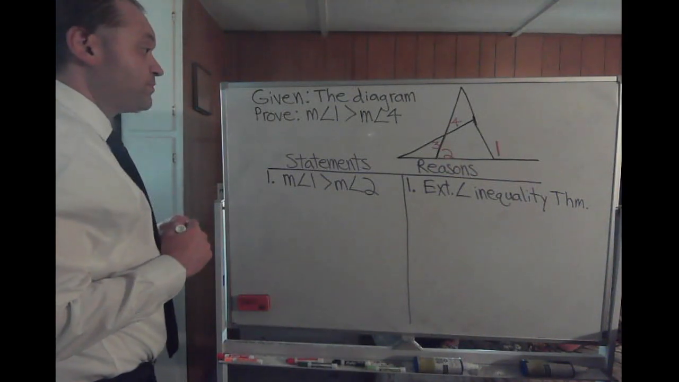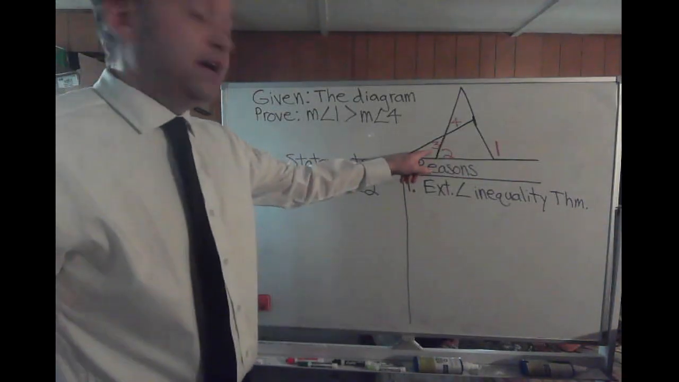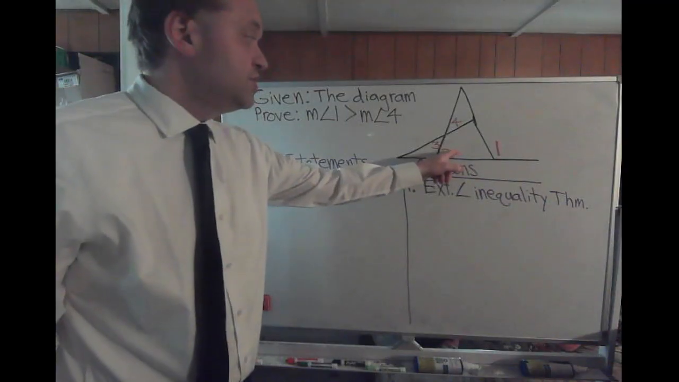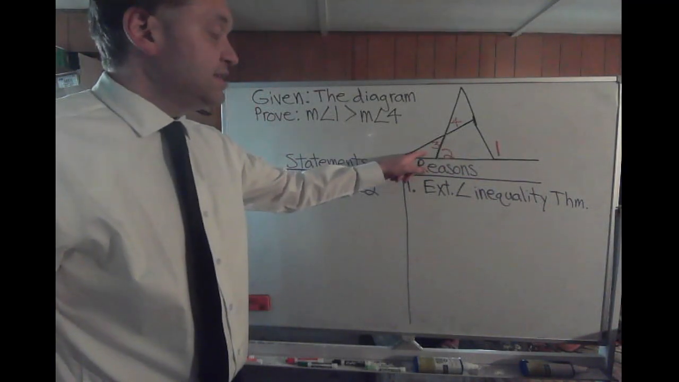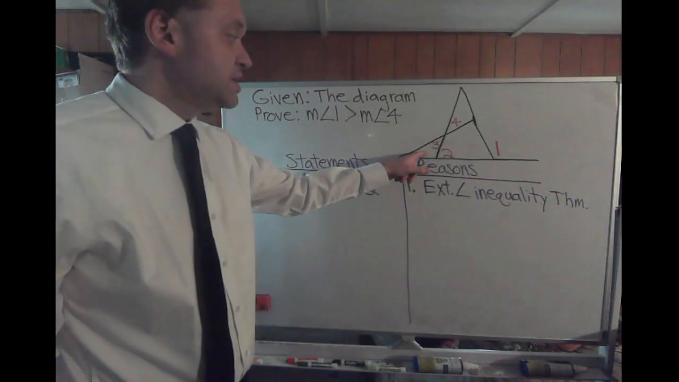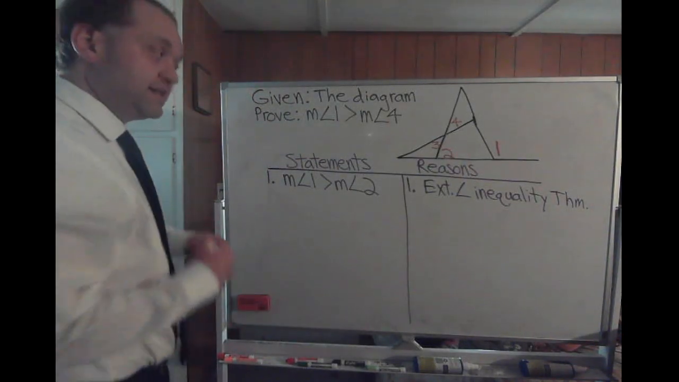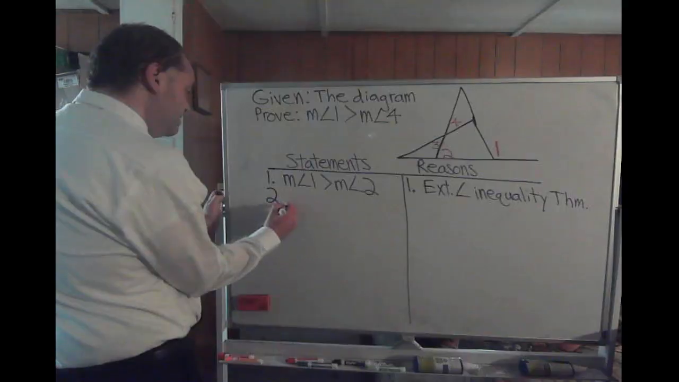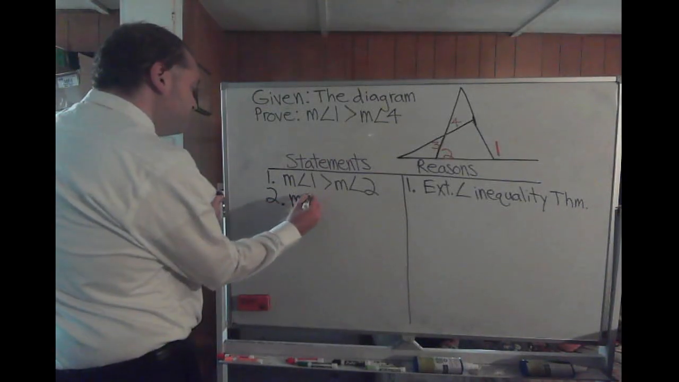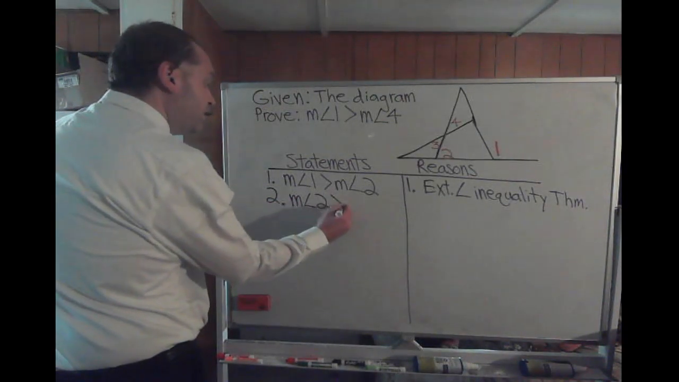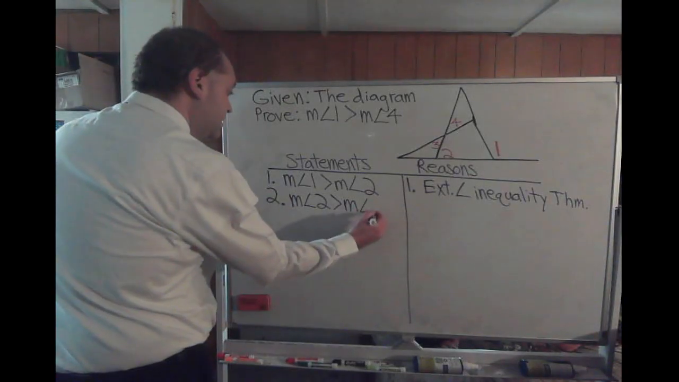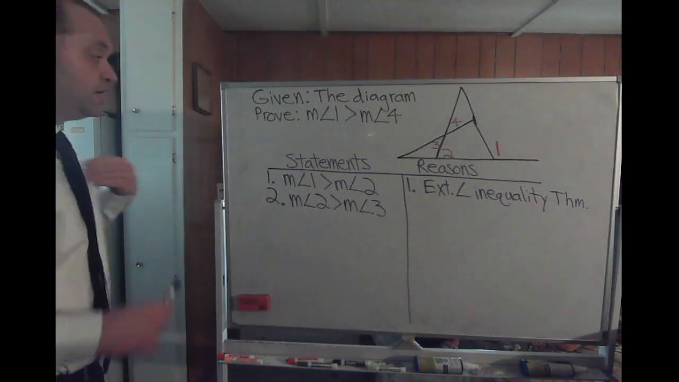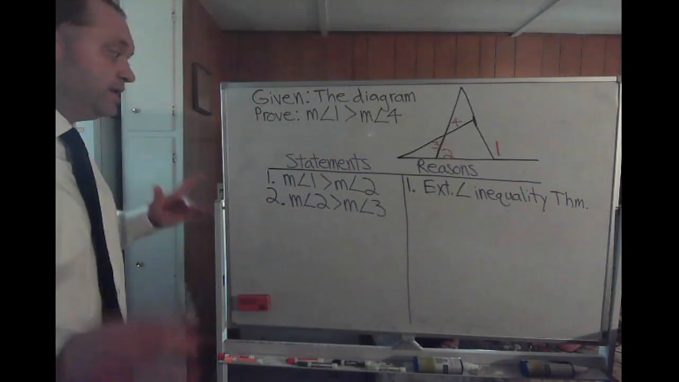Now, let's look at this little triangle right here. You have angle 3 here, you have angle 2 here. If you look at this little triangle, couldn't we count angle 2 as an exterior angle? We certainly could. We can actually now say the measure of angle 2 is greater than the measure of angle 3 for really the same reason.